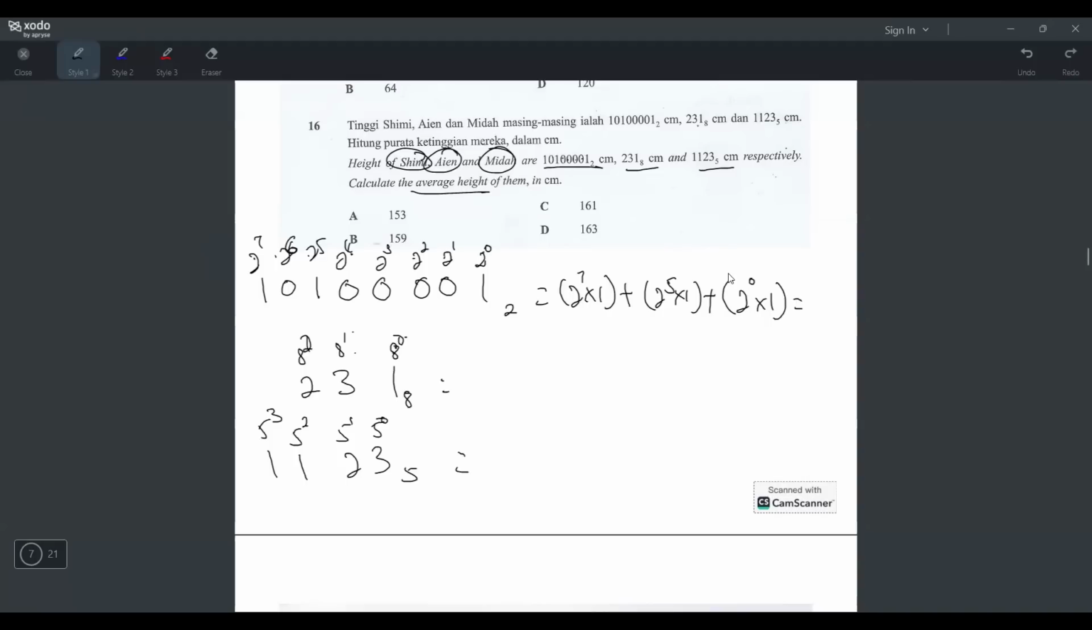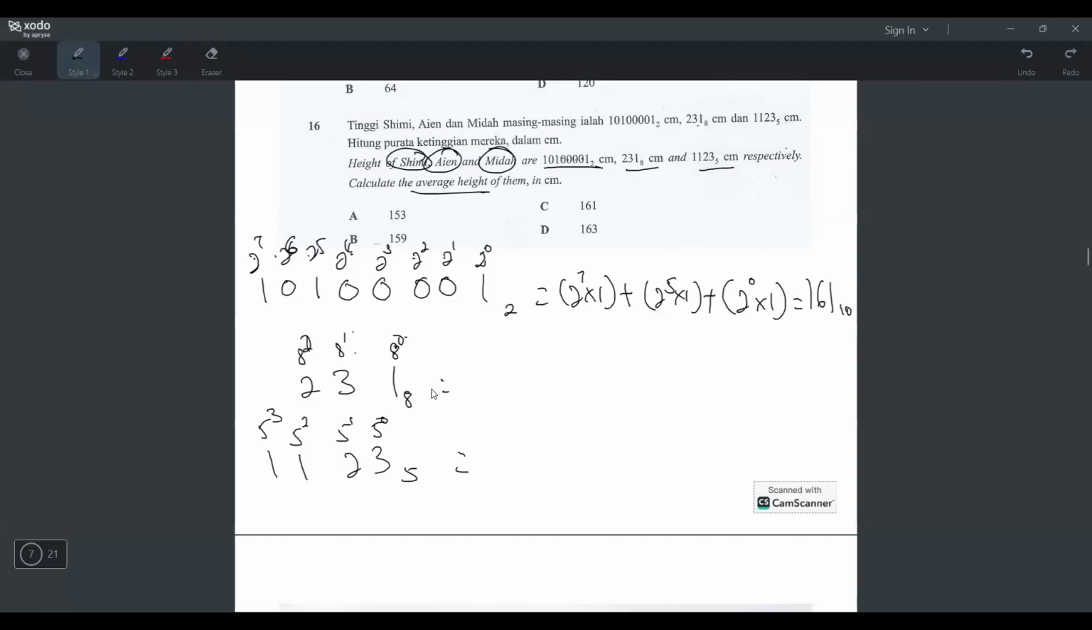Okay, if you press all this, you will get base 10. Okay, let me press now. 2 power 7 plus 32 plus 1. Okay, my answer is 161. It means the height of the first person is 161 cm in base 10. Okay. So yeah. Okay, next person.